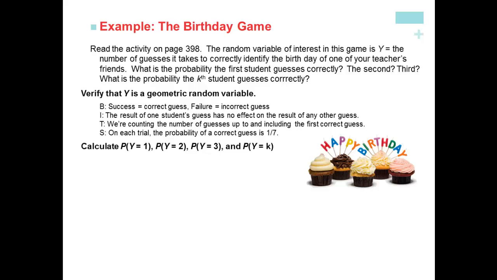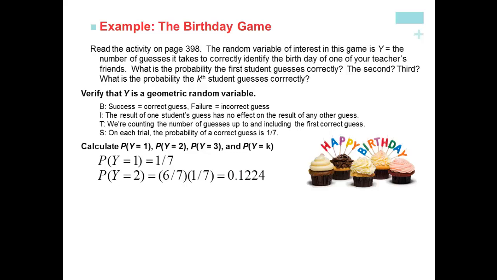So I'm going to calculate the probability of y equaling 1, y equaling 2, y equaling 3, and y equaling k. Y equals 1 means the first person would guess correctly. Well, there's a 1 in 7 chance of that happening. To calculate the probability that the second student would guess correctly, the first student would have to fail for that to happen, which there's a 6 in 7 chance of, and then the second person would have to guess correctly, which would be 1 out of 7. So in multiplying 6 sevenths times 1 seventh, I get 0.1224.